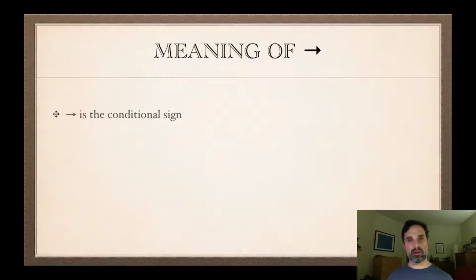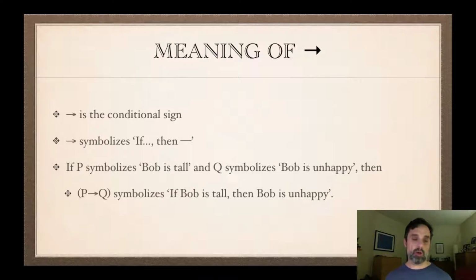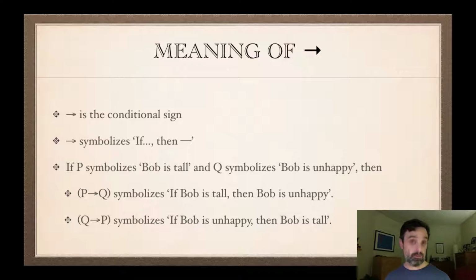Okay, so what does the arrow mean? Well, it's the conditional sign. Conditional, if then. So the arrow symbolizes "if blah blah blah, then blah blah blah." So if P symbolizes "Bob is tall," and Q symbolizes "Bob is happy," then P arrow Q symbolizes "if Bob is tall, then Bob is happy," and Q arrow P symbolizes "if Bob is happy, then Bob is tall."